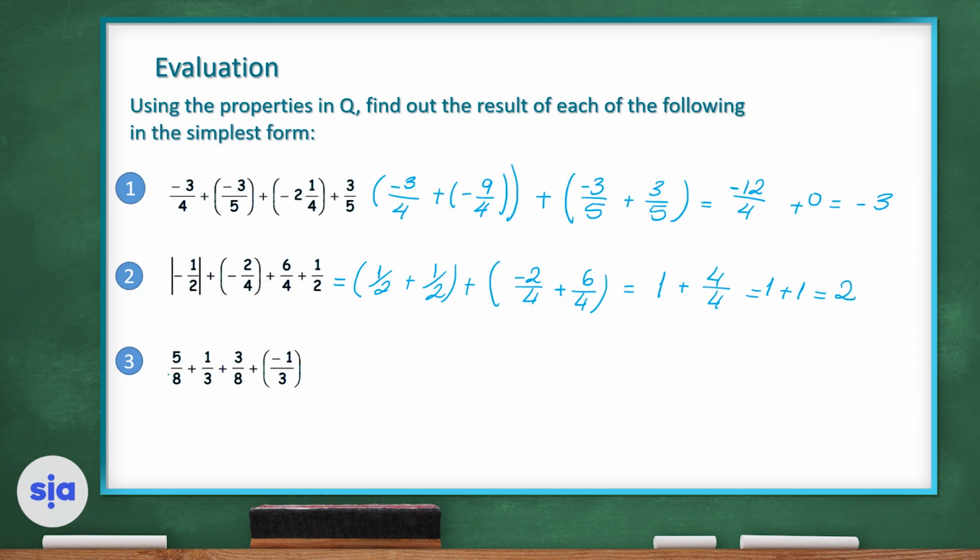Question 3, 5 over 8 plus 3 over 8 together, then plus 1 over 3 plus negative 1 over 3. So in this case, it's 8 over 8 plus 0. Then the answer is 8 over 8, which is 1.